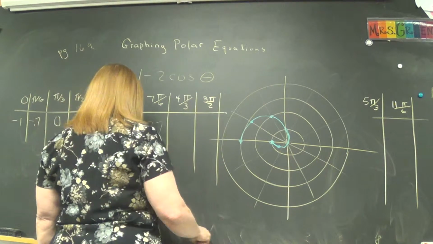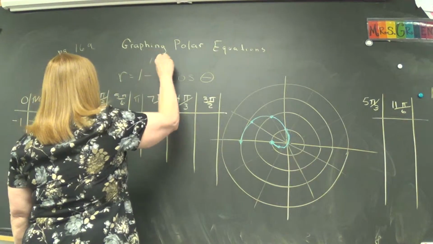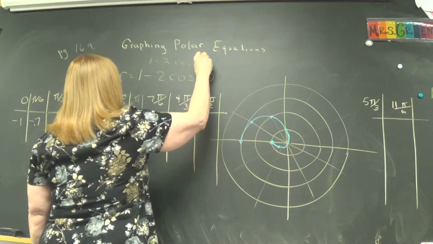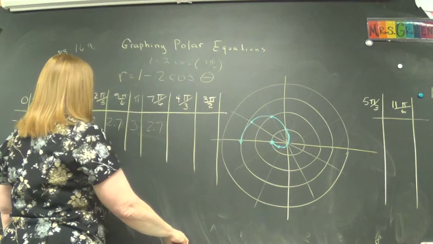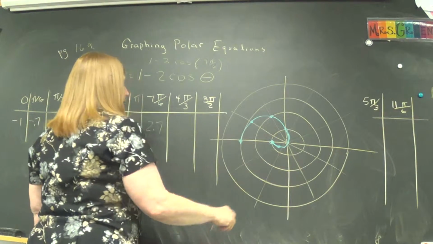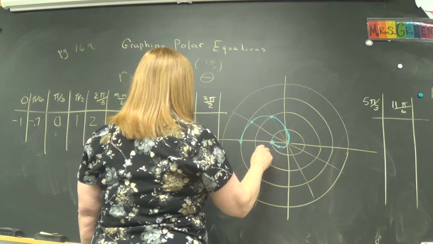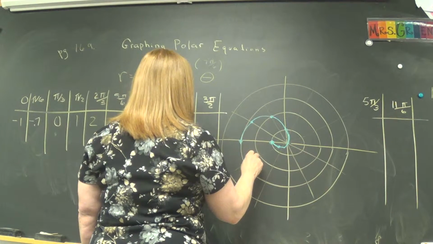Use parentheses just to make sure. 1 minus 2 cosine of 7 pi over 6 is 2.7. That's what I got last night, so we'll go with it. I don't know what happened with yours. You're in radians, right? Yeah.